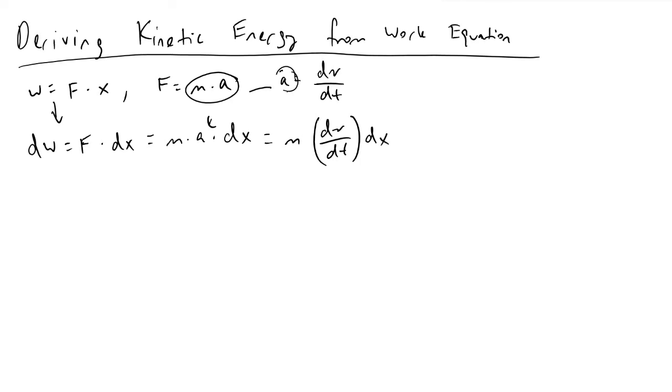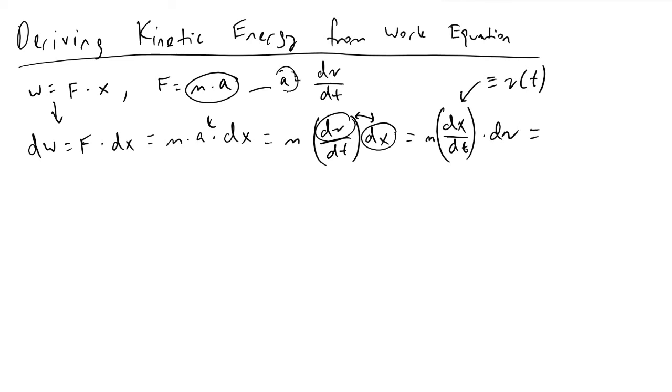What we can do with derivatives is swap these two terms. So if we swap these, we get mass times dx/dt times dv, and by definition the change in the displacement per time is equivalent to velocity, which is a function of time. So this term is really equivalent to mass times velocity times dv. To reiterate, we have that dW, work, is equivalent to mass times velocity times dv.